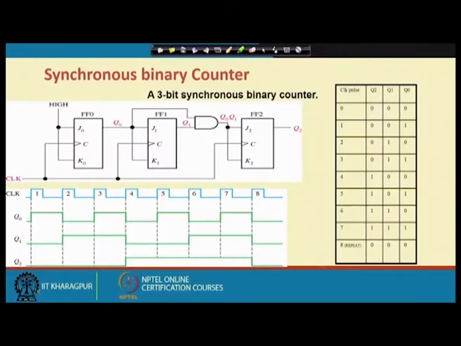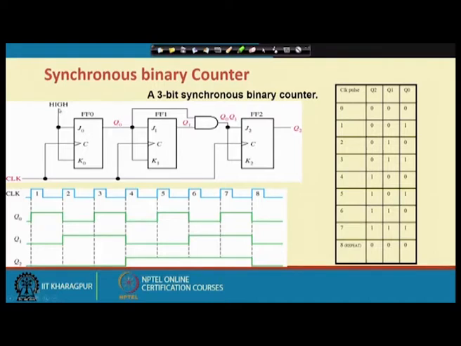The problem with synchronous counters is that many times you need more logic. For example, here we have a 3-bit synchronous counter with flip flop 0, flip flop 1 and flip flop 2. Flip flop 2 is the most significant bit, flip flop 1 is the next bit, and flip flop 0 is the least significant bit.